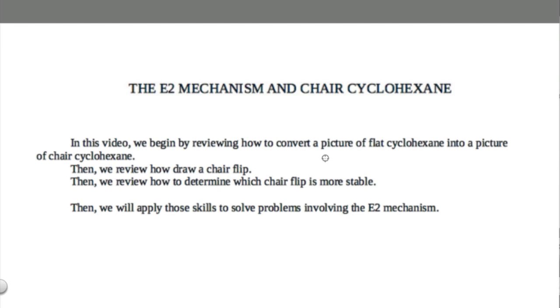Of course, if you feel that you're already familiar with these basic skills, you can just skip to the later part of the video that deals with applying those skills to the E2 mechanism. As usual, you can use the problems document as a kind of table of contents to the video that can help you to find the parts of the video that will be helpful to you.